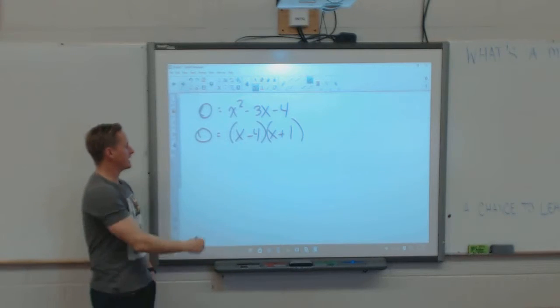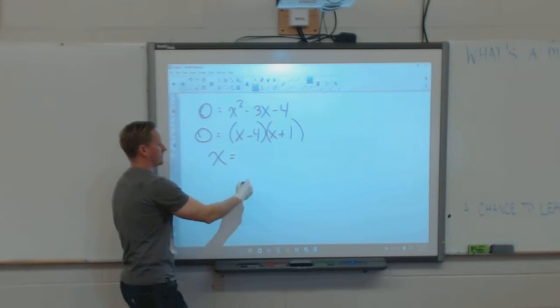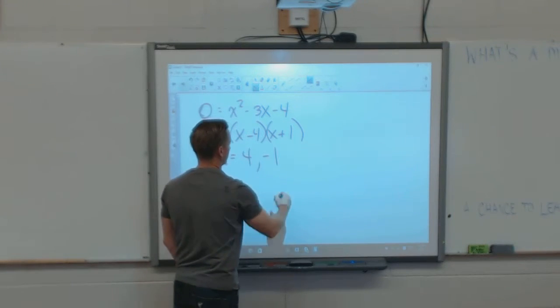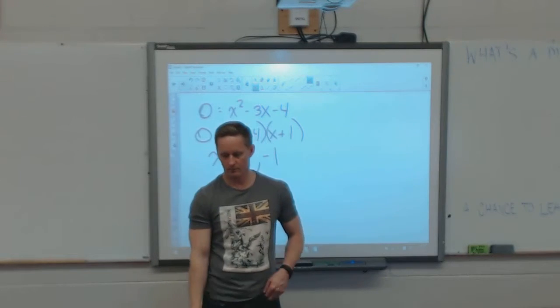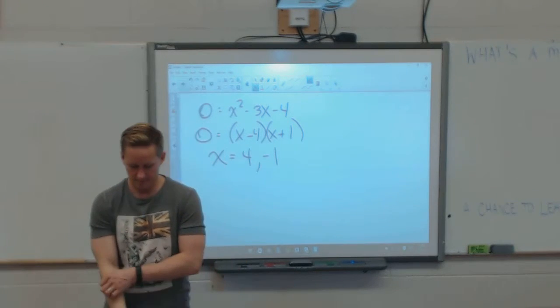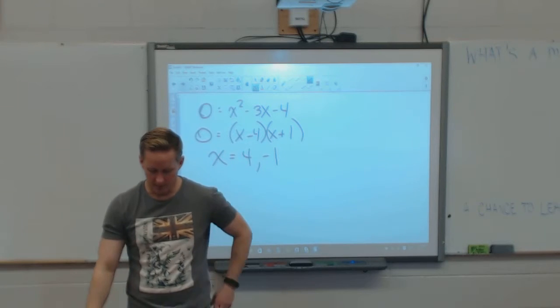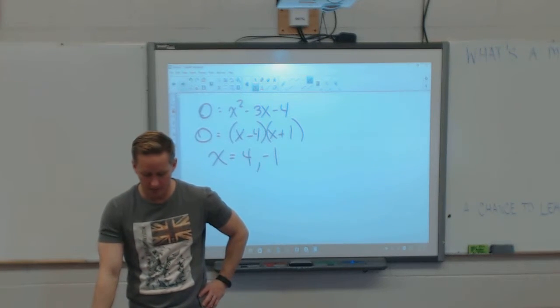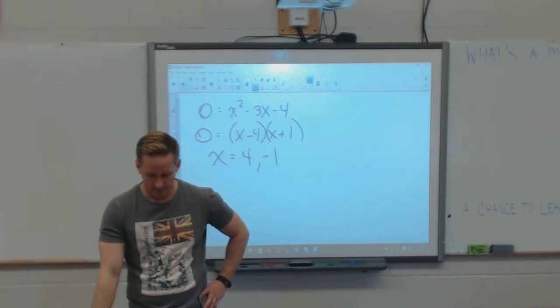Okay? So what are my x-intercepts? 4 and minus 1. Okay? So the x-intercepts occur at 4 and 0 and minus 1 and 0. Then it wants us to graph this.